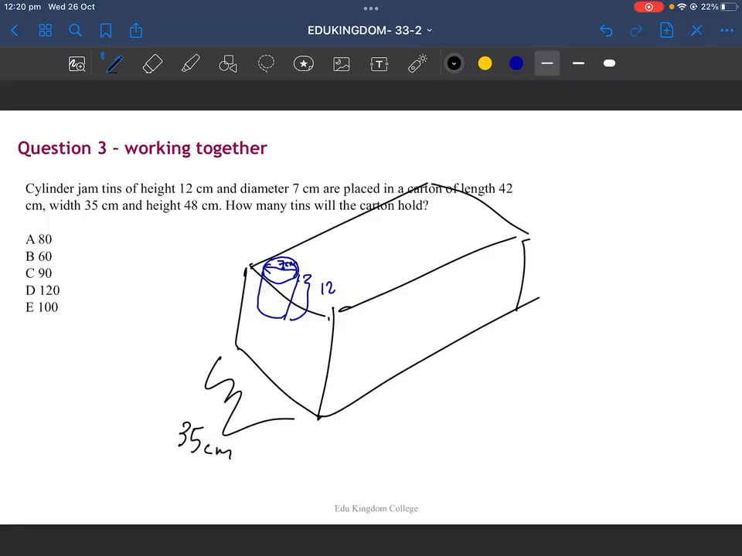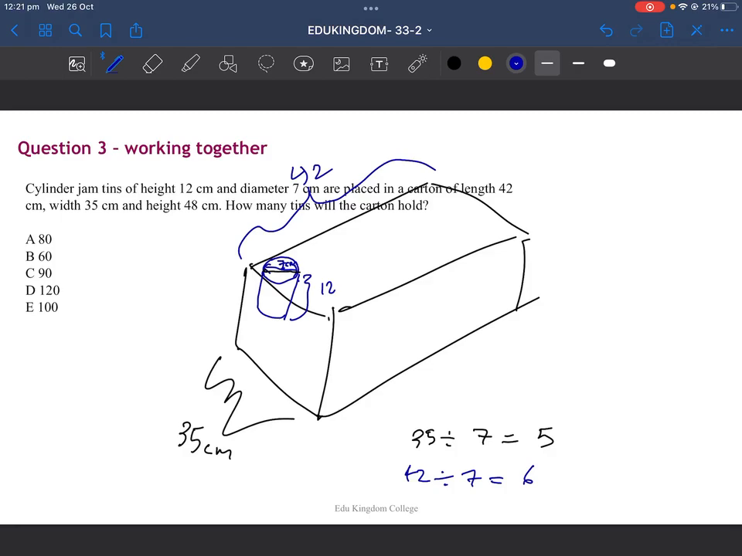35 centimeters. So if the diameter, guys, is 7 centimeters, how many would fit on the width end, or the width length? It would be 35 divided by 7, which is 5 of them. Okay? Next, how many of them would fit longitudinally or lengthwise? It says length of 42 centimeters, meaning that 42 divided by 7 would give us how many cylinders could fit in, which is 6.